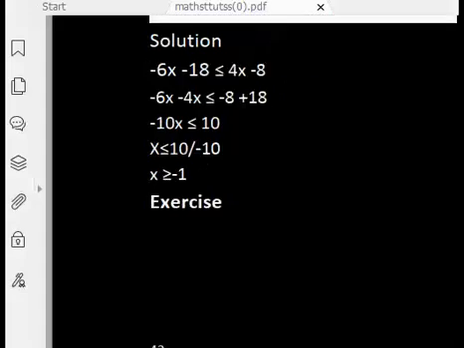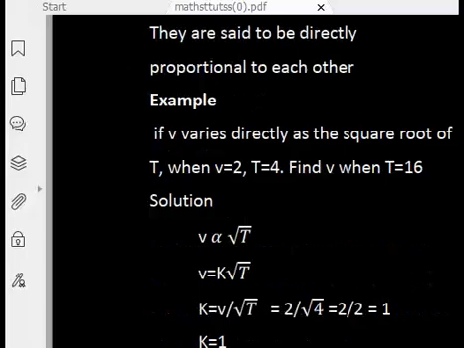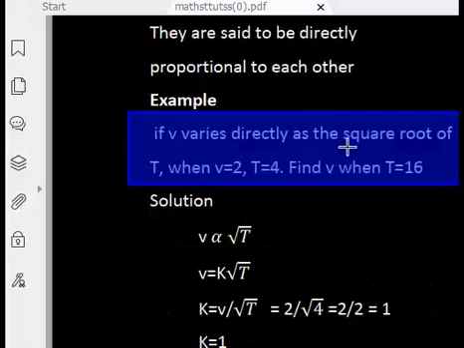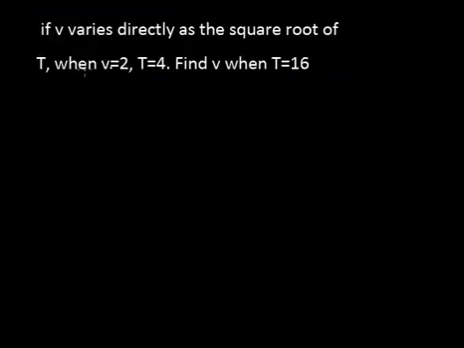I'll be picking some questions. Let's see another question on the rate variation. All right, I have a question here. It goes this way: if v varies directly as the square root of t, I write it, v varies directly as the square root of t.